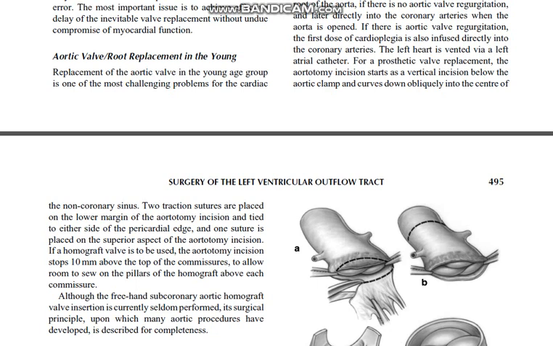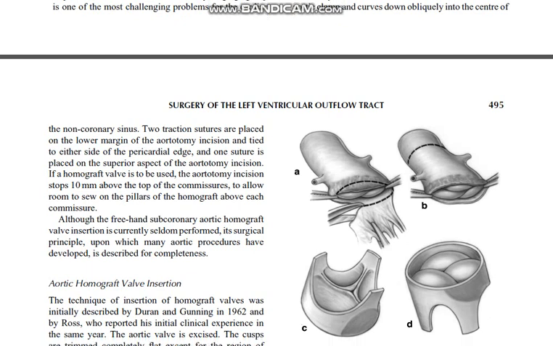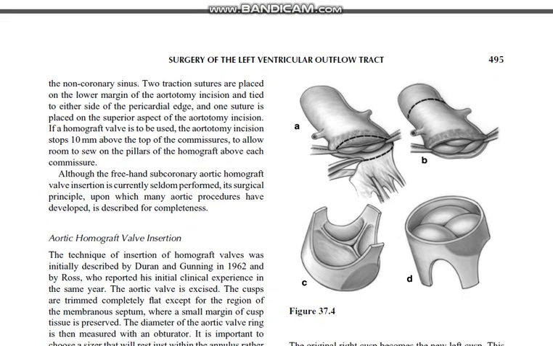If a homograft valve is to be used, the aortotomy incision stops 10 mm above the top of the commissures to allow room to sew on the pillars of the homograft above each commissure. Although the free hand subcoronary aortic homograft valve insertion is currently seldom performed, the surgical principle upon which many aortic procedures have developed is described for completeness.